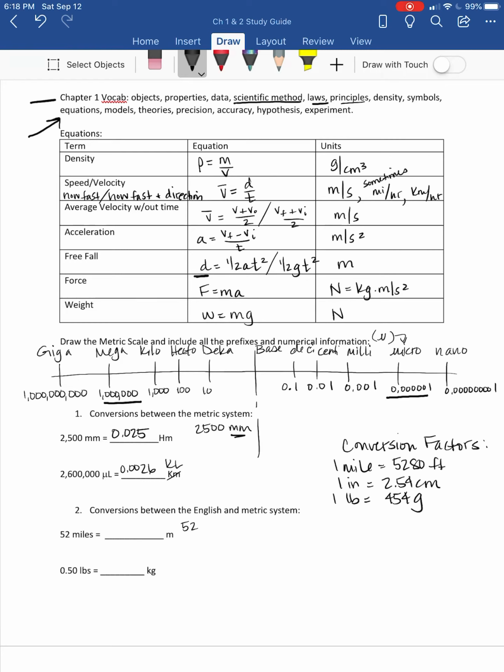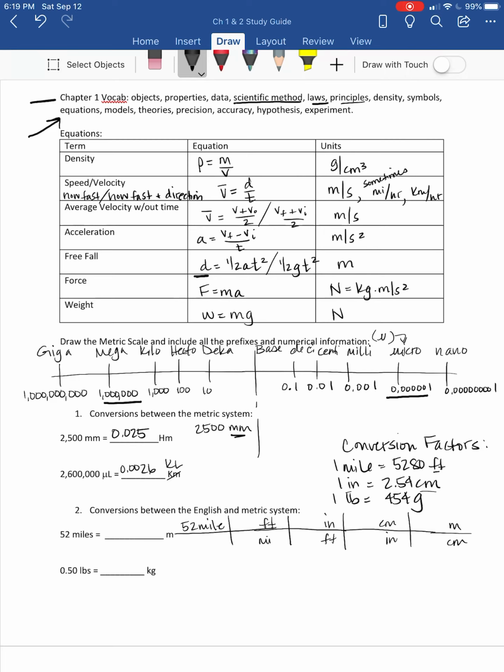So we've got 52 miles, and we're going to have to go from miles to feet, because that's the conversion factor that we have. Now, can we go from feet to anything here? I would say we could go from feet to inches. And then we can go from inches to what? To centimeters. And then we can go from centimeters to meters. And then we'll be good.